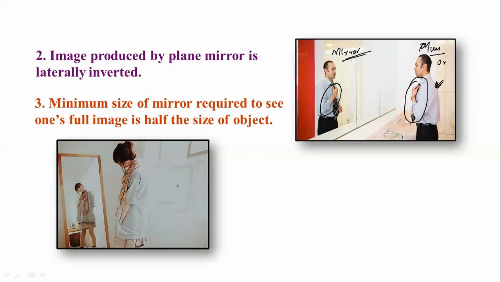Even though you can observe the same image in a small mirror, you have to keep a certain distance. It will not always be the same, it changes for different conditions. So this is all about some few important points that you all should know.